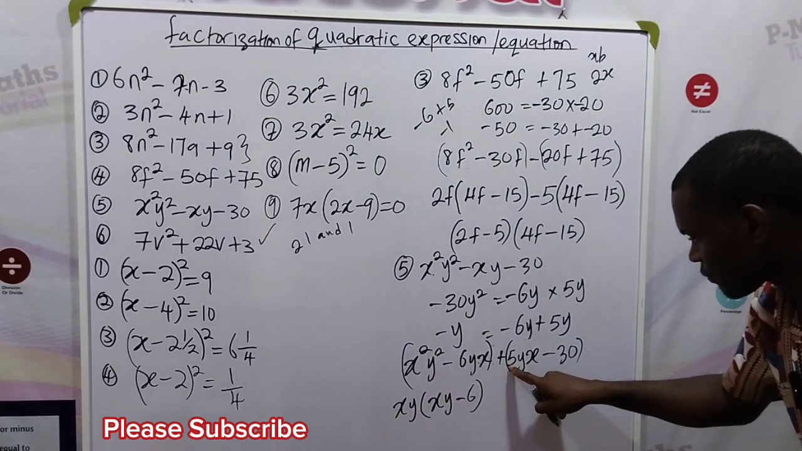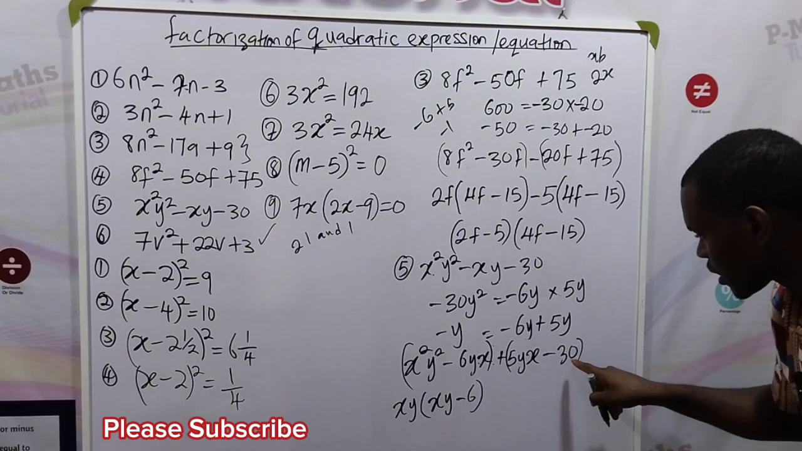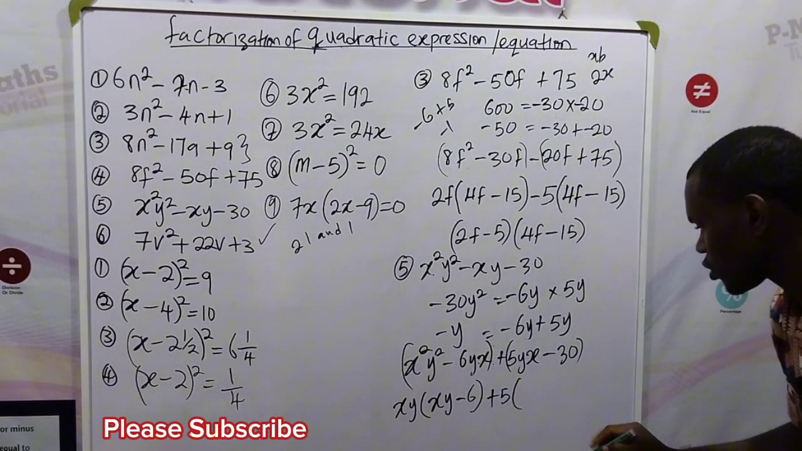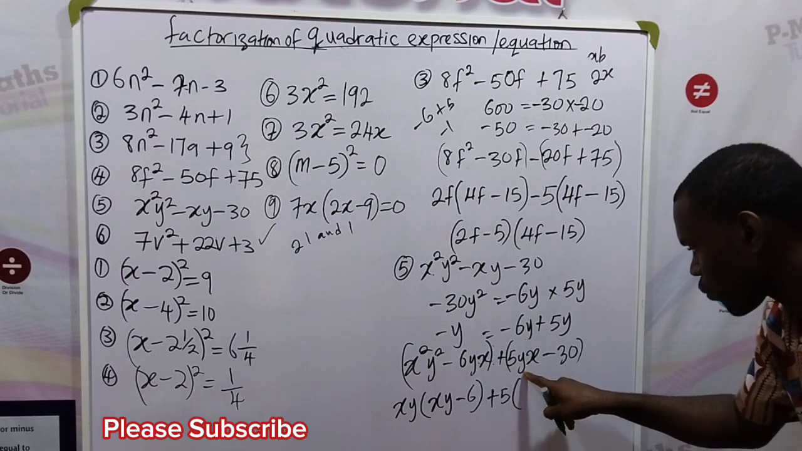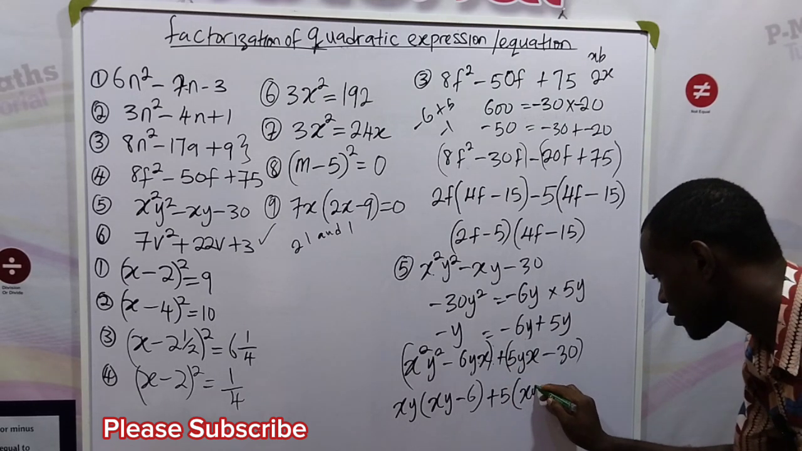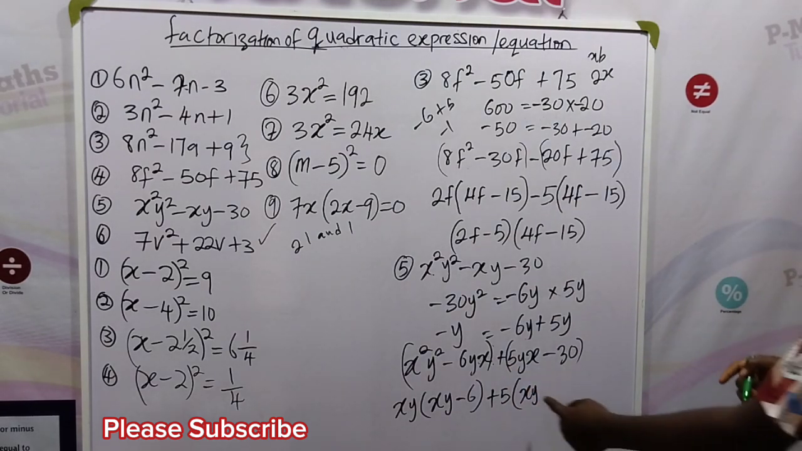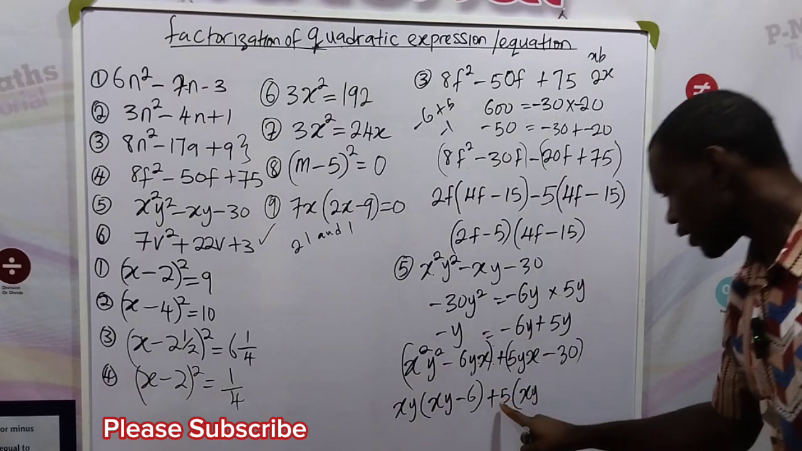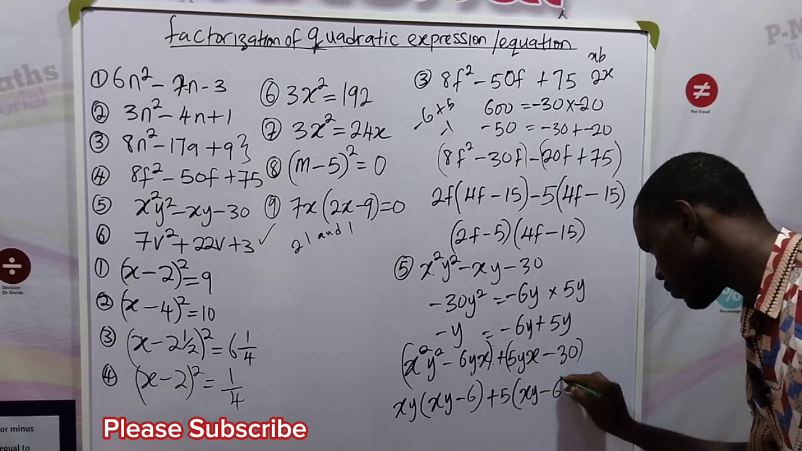Let's come over here. 5 is common because 5 can divide 5 and 5 can divide 30. So I'll bring out 5. Then what do we have? 5 divide 5, we have y and x remaining. You can write it as xy, right? Xy is same as yx because they are commutative. Then 5 divide 30 will give us minus 6.